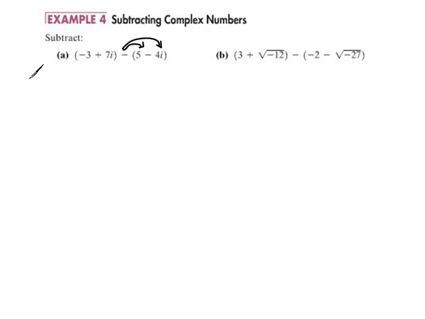So if I were to rewrite problem A, that would be saying negative 3 plus 7i, and then this would be minus 5, and then minus negative 4i would be plus 4i. Now we can combine our like terms. So negative 3 and negative 5 would be negative 8, and 7 of those i's plus 4 of those i's would be a positive 11i.